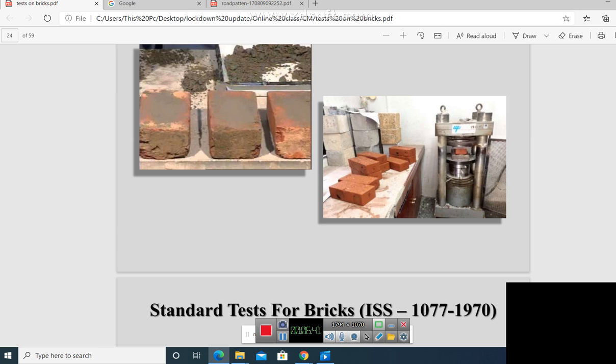Once the college is open, you can come to our lab. We have a compression testing machine there, and we will demonstrate how the compressive strength of brick is determined. Once the college is open, the practical can be given, but for the time being, just understand that this is the compression testing machine.